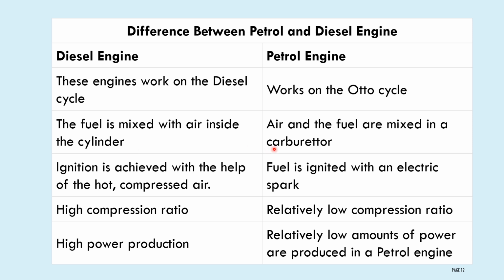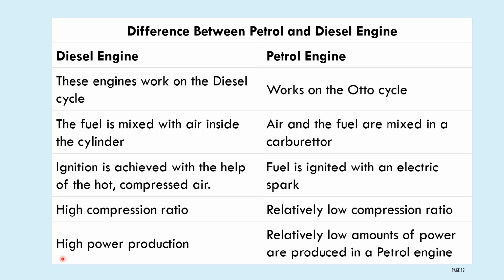In a petrol engine, air and fuel are mixed in a carburetor. In a diesel engine, ignition is achieved with the help of hot and compressed air. In a petrol engine, fuel is ignited with an electric spark. Then the diesel engine has a high compression ratio, while the petrol engine has a relatively low compression ratio.